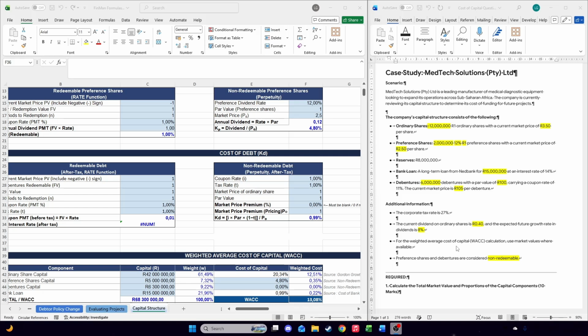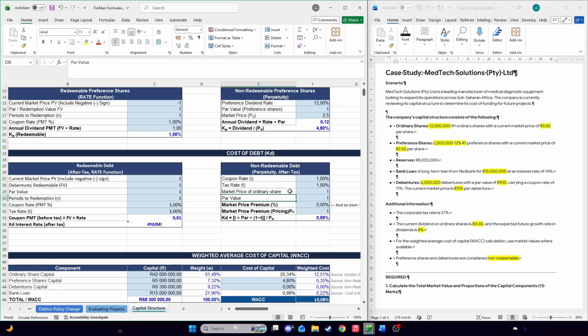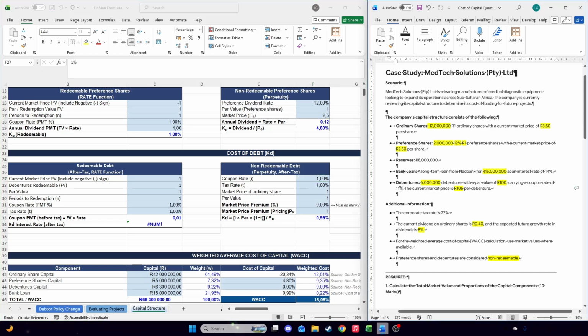Right, we can follow with debt. We do know that debt is also non-redeemable, so we'll be using this box on the right instead of the redeemable debt on the left. So we can start with the coupon rate. Our rates and values can be found in the sentence here at debentures, and we can see that our coupon rate is 11%.